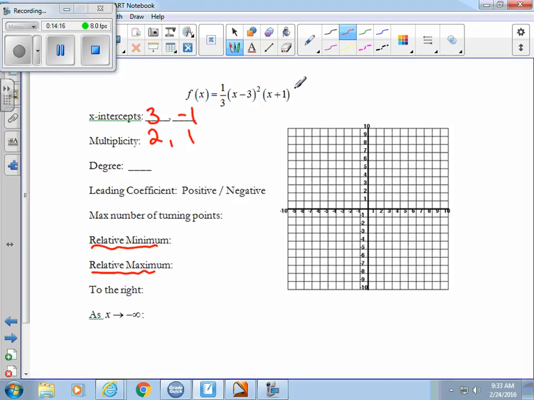How do I do that? What'd you say? That will be the leading coefficient. The degree is the highest power.